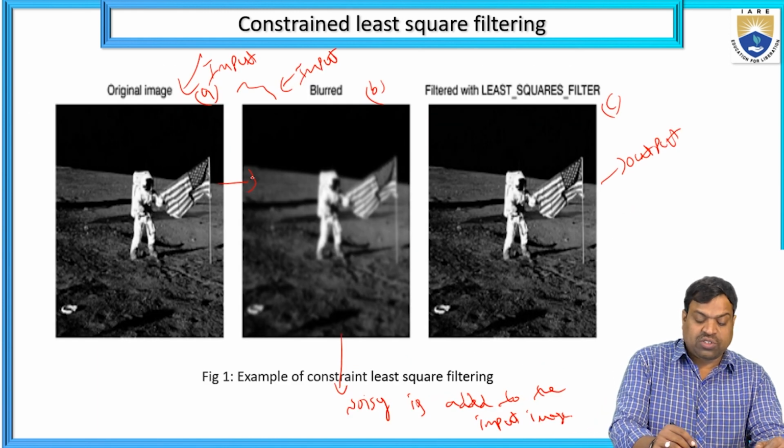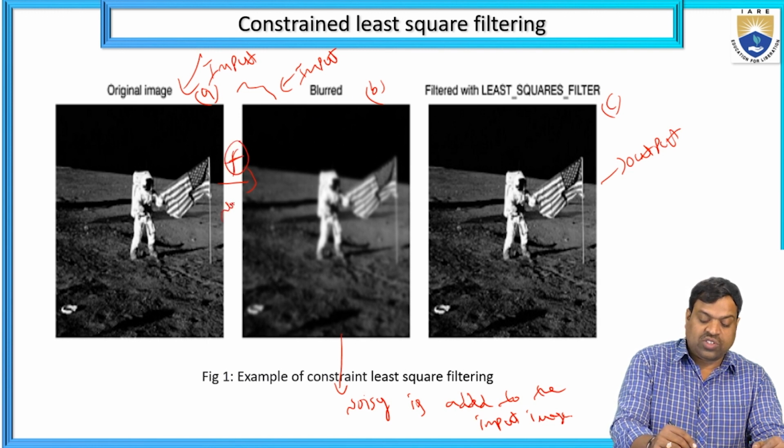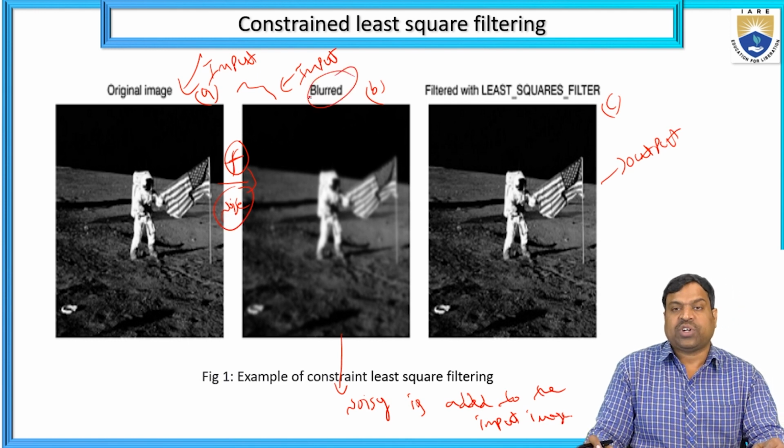In this original image, what has happened? Noise is added. So what is noise here? Blurring is a noise. It is one type of noise added to the original image. Then what is happening? Input is a noisy image, but the output I need is noiseless, meaning unblurred. The blurry image is converted to the unblurred image. How? Here I have applied the least square filtering process.